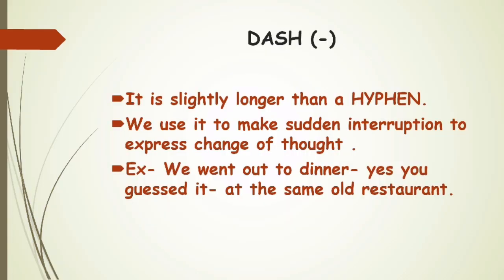Now let's see the last one, which is dash, which is slightly longer than a hyphen. We use it to make a sudden interruption, to express a change of thought. Like suddenly within a sentence we have changed our thoughts. Just see, we went out to dinner, dash, yes, you guessed it right, at the same old restaurant. It is just a change of thought that you have done.